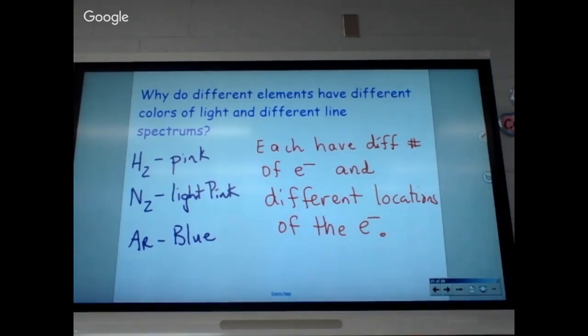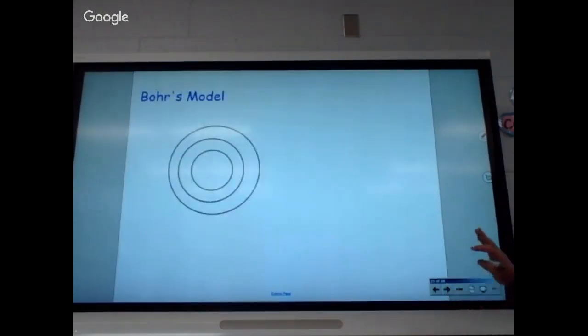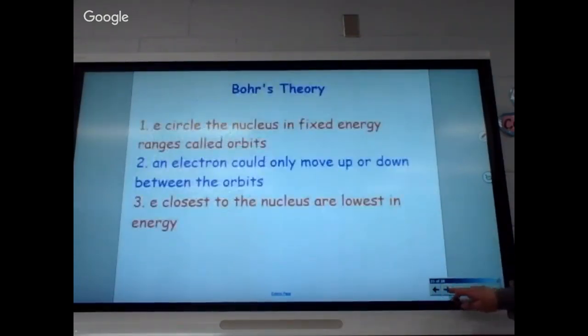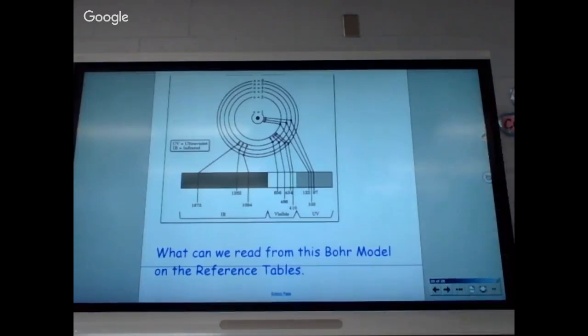All right. Everybody got it? All right. I'm going to come back to Bohr on Monday and his theory. We need to talk about this. Find your orange chart. That's what we're going to finish with today.